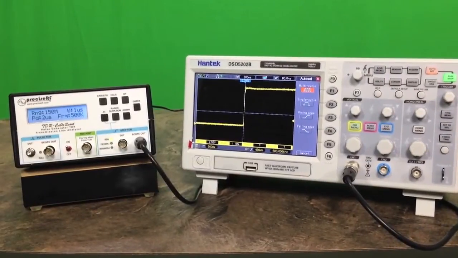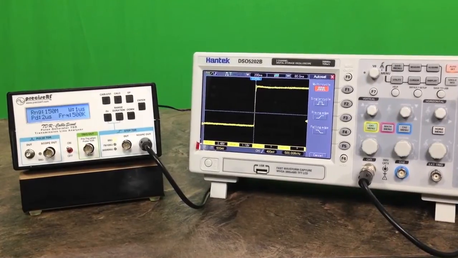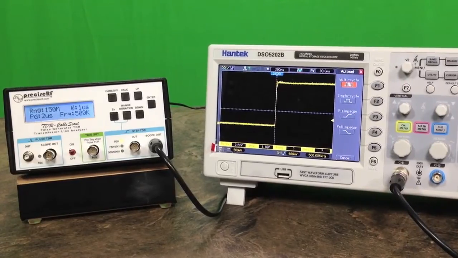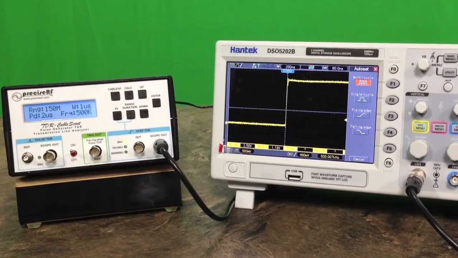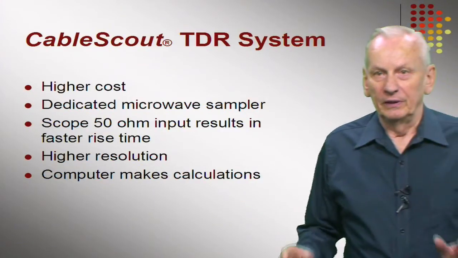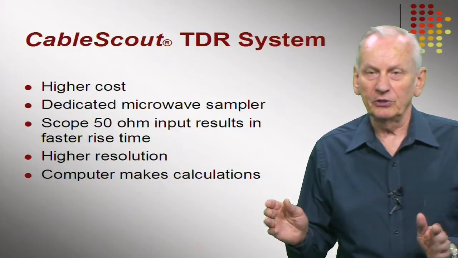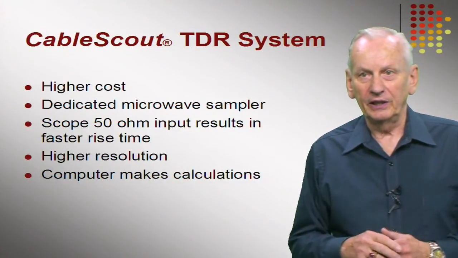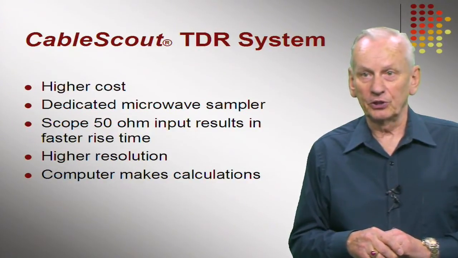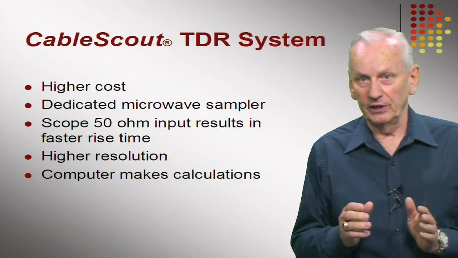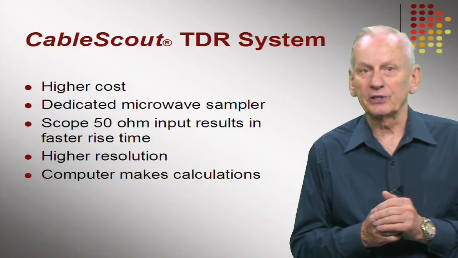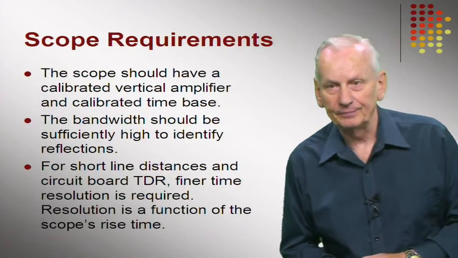Now, here's the CableScout TDR system. You notice that the actual CableScout is right here, and here's our oscilloscope. This system has a separate RF microwave sampler, which takes a look at the device on the test port. The CableScout system is a very good system. It costs more. It uses a dedicated microwave sampler. It uses the scope's 50 ohm input impedance, which results in much faster rise time. It has higher resolution, and the computer makes all your calculations, and that is very, very handy.